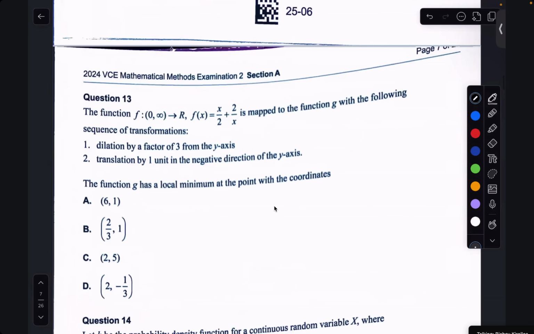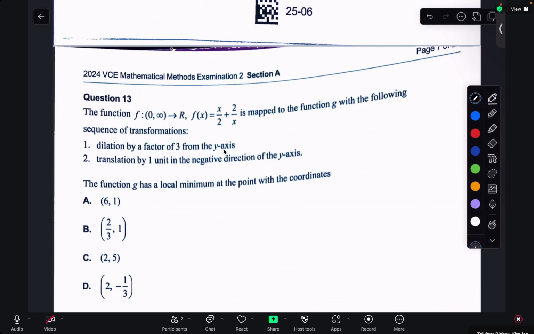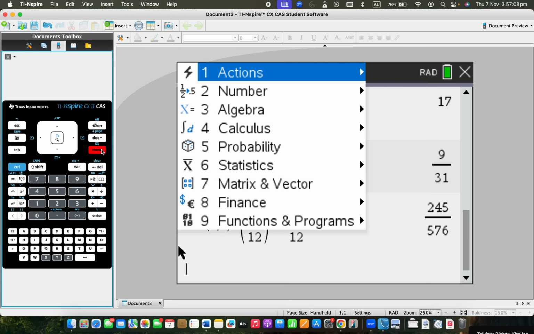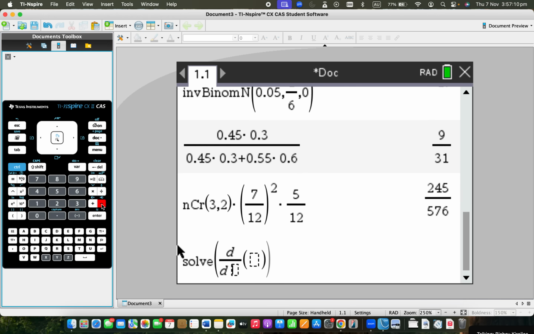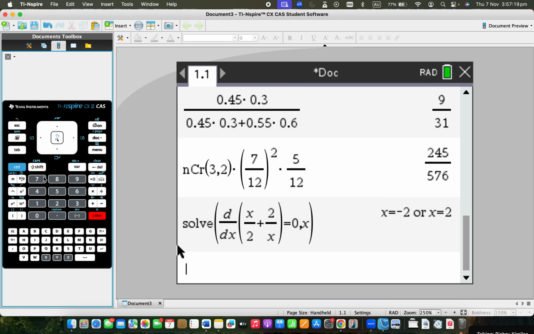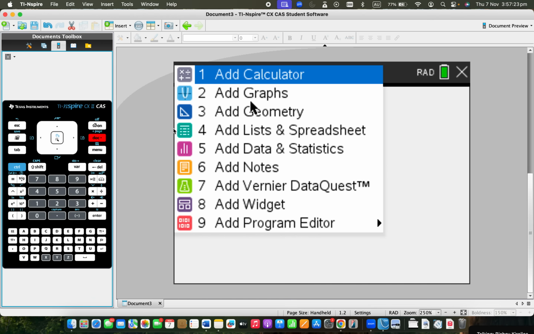The function that is mapped to the function g with the following transformations, whatever, the function has a local minimum at the point with the coordinates. So we need to find the original minimum. So what I'll do is I'll just say solve the derivative. So it's x over 2 plus 2 over x, and that needs to be equal to 0. So there's two values. Just sketch the graph.